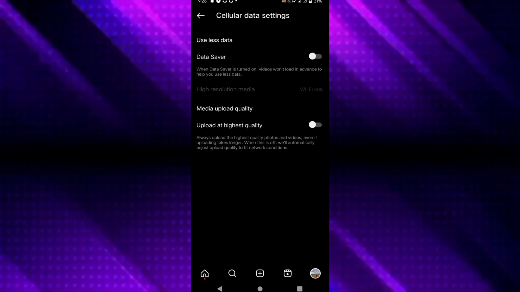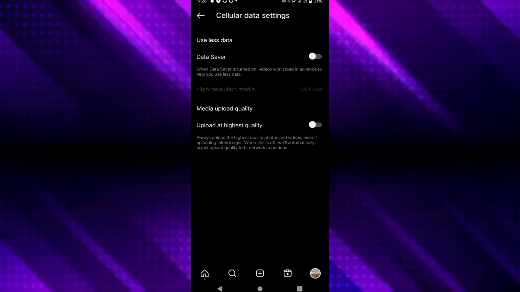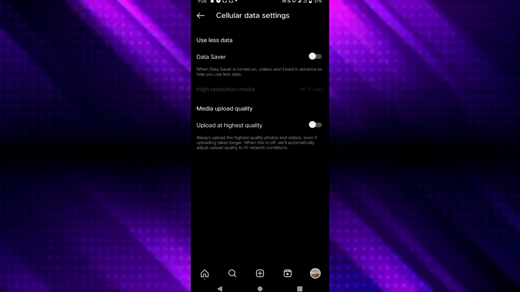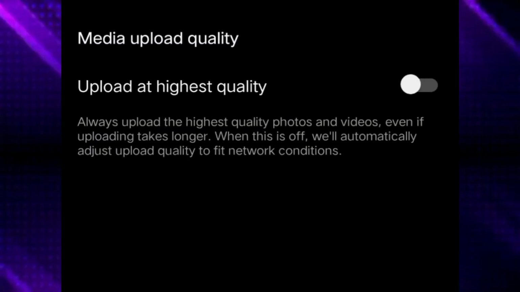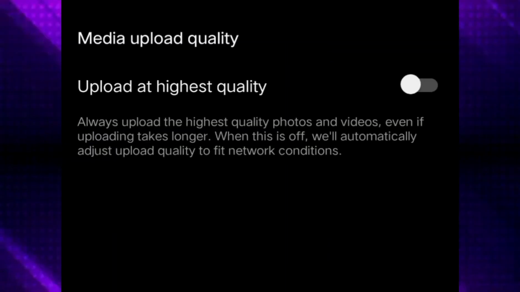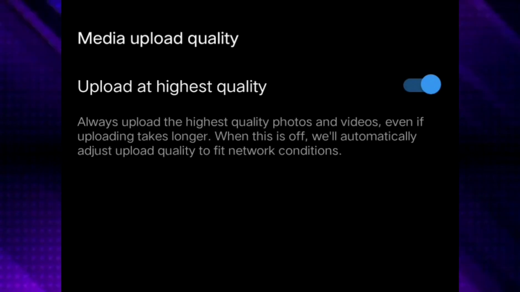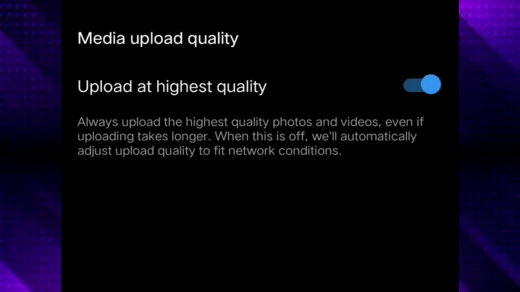and then you will see here the upload at highest quality. It says here always upload the highest quality photos and videos even if uploading takes longer. When this is off, we'll automatically adjust upload quality to fit network condition. So just toggle that one to enable this one.